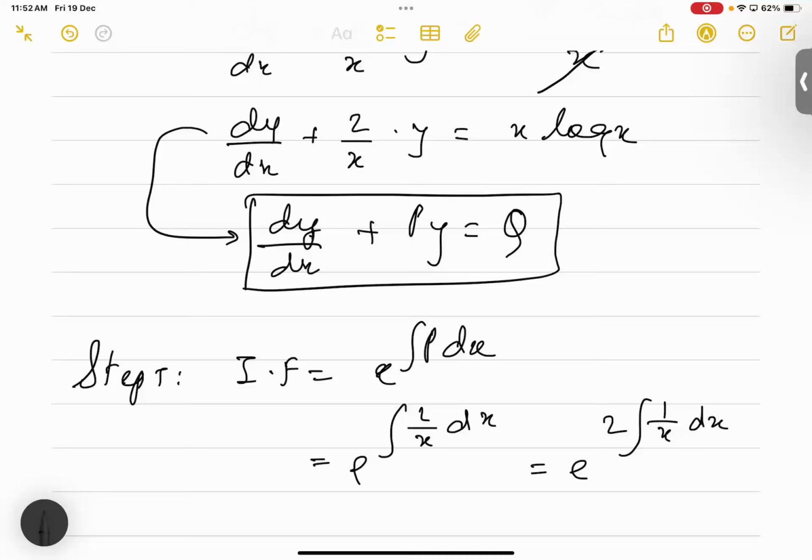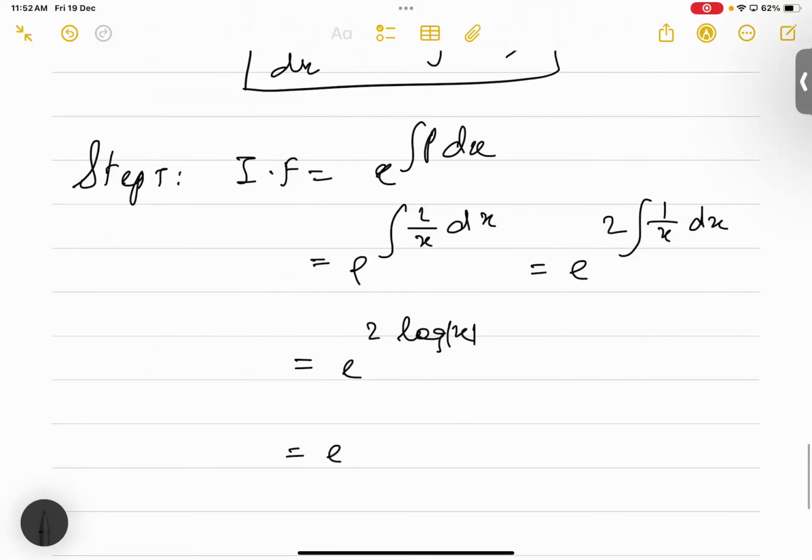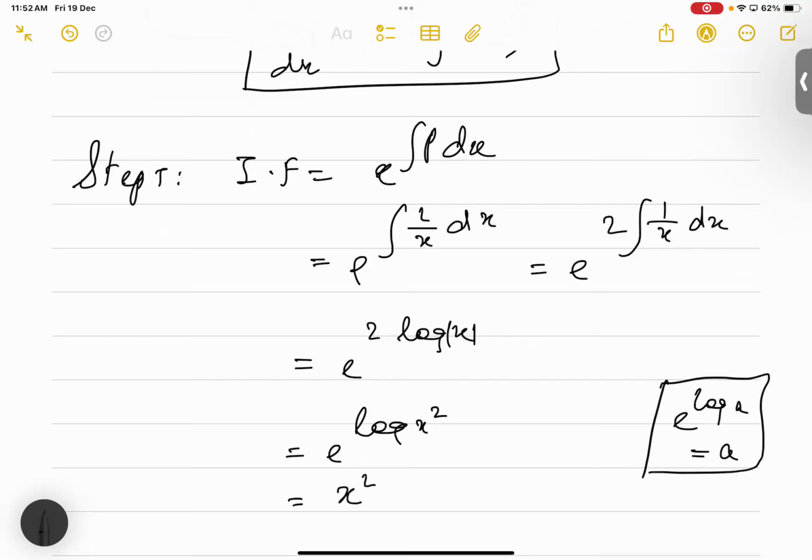Now this calculation is very important. Stop writing for a while, otherwise you'll not understand. 2 went outside. This is log x or log mod x. Where to send this to? Anyone? x square. Very good. b log a is a log a raised to b. This is clear now. And what is e raised to log a? a. So what is the answer of this? x square. Right? Copy this.